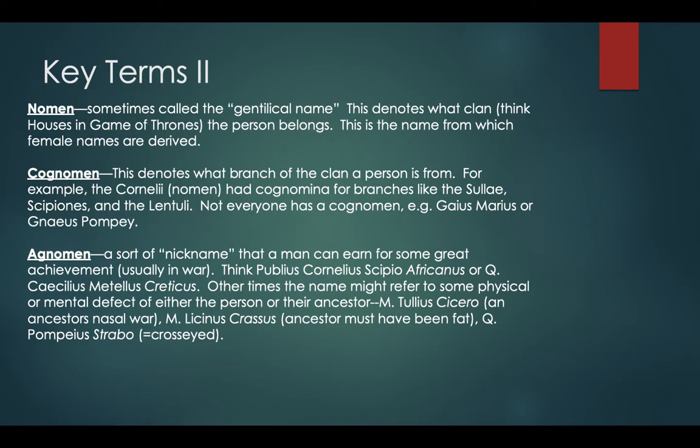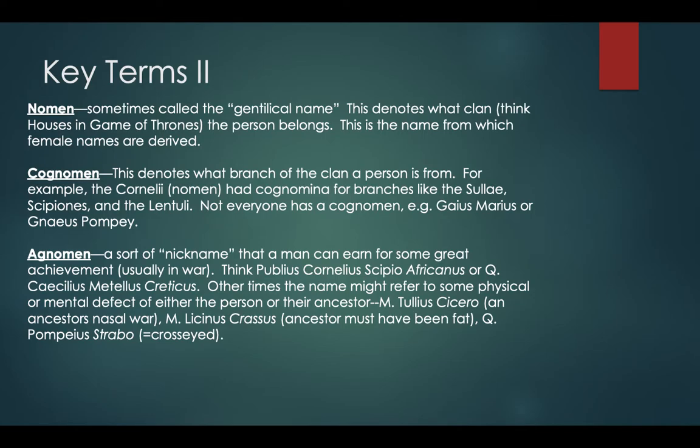The nomen is sometimes called the gentilical name, and this denotes what clan or family, or gens, and they're like houses in Game of Thrones, that the person belongs to. This is the name from which female names are derived, and we'll come back to that. Cognomina denote what branch of a large family someone is from. For example, the Cornelii have several branches, such as the Sulli, the Scipiones, and the Lentuli.